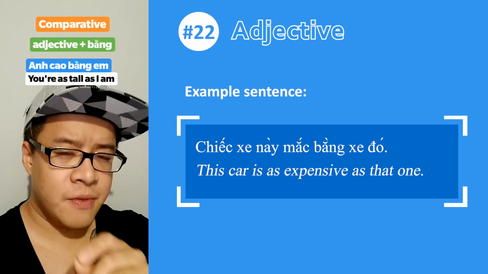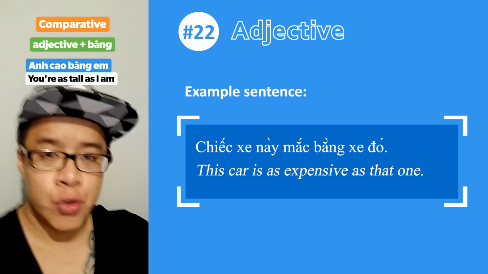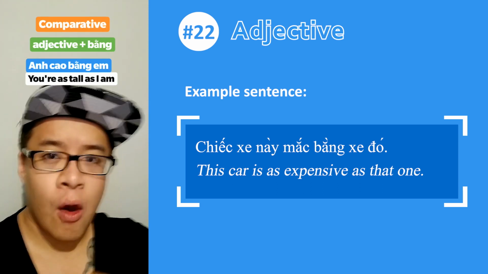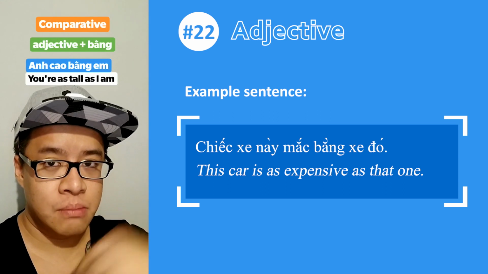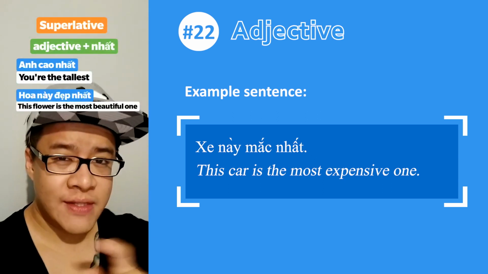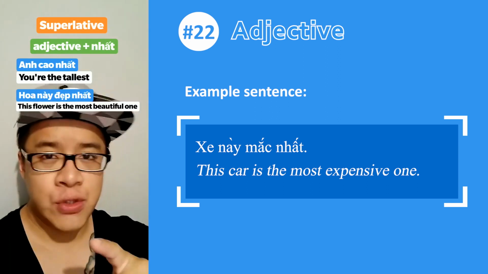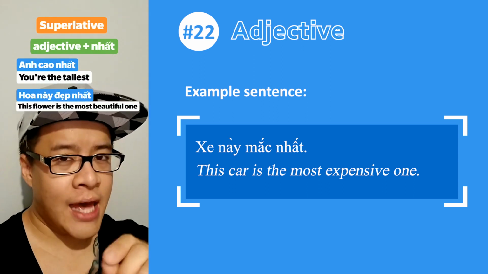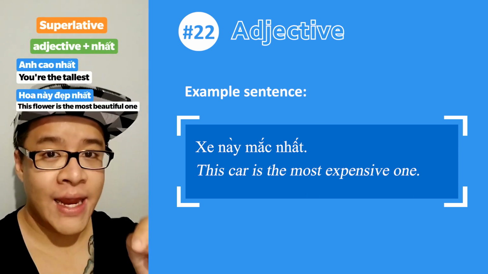If you want to say that something is as good or as interesting as something else, you need the word bằng. For example, anh cao bằng em. So you are as tall as me. Lastly, if you want to say that something is the best, the cheapest, the most beautiful one, then you need the word nhất after the adjective. For instance, anh cao nhất, you're the tallest, or hoa này đẹp nhất.